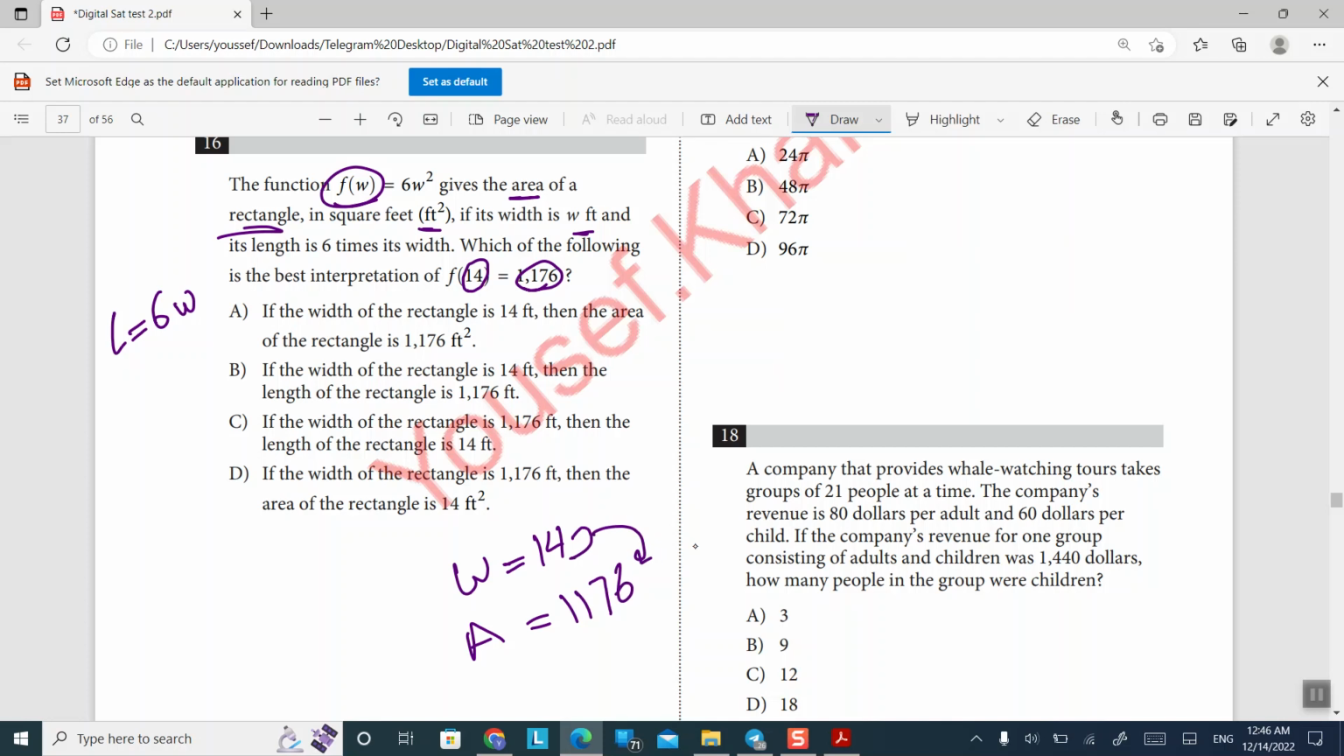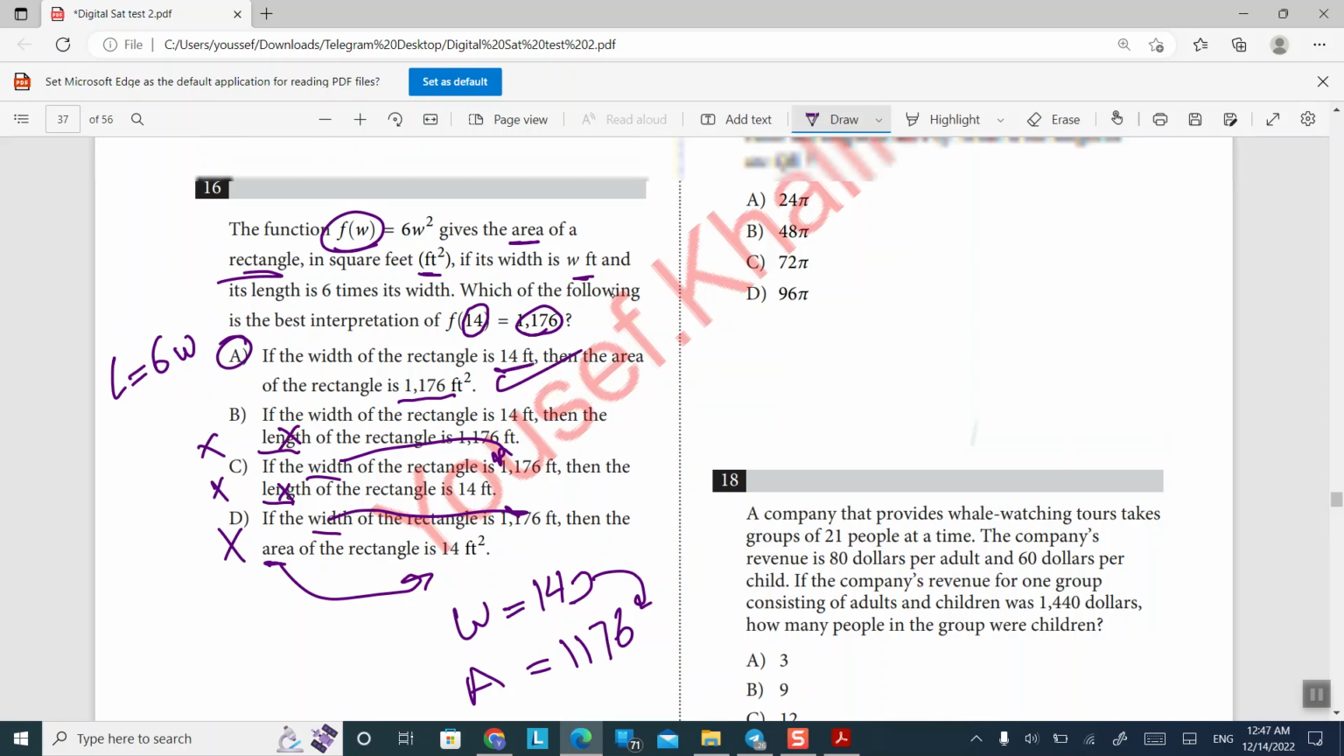So let's find the correct answer using our words. If the width of the rectangle is 14, then the area is 1176. Absolutely, that's the correct answer. Checking the other choices, you find that this is incorrect. Then the length of, what he switched, the choices. So incorrect. The only correct choice is A.